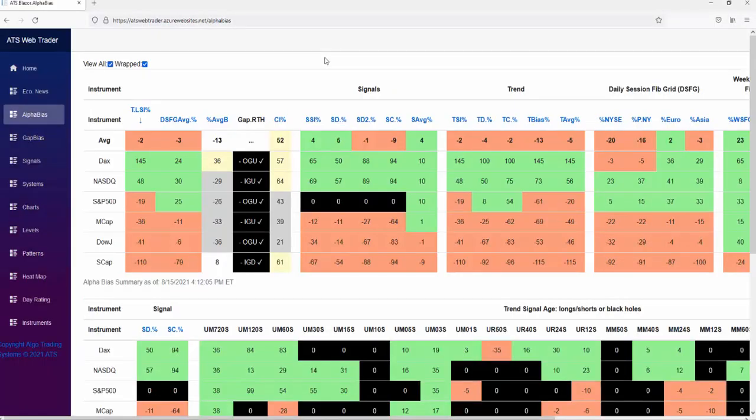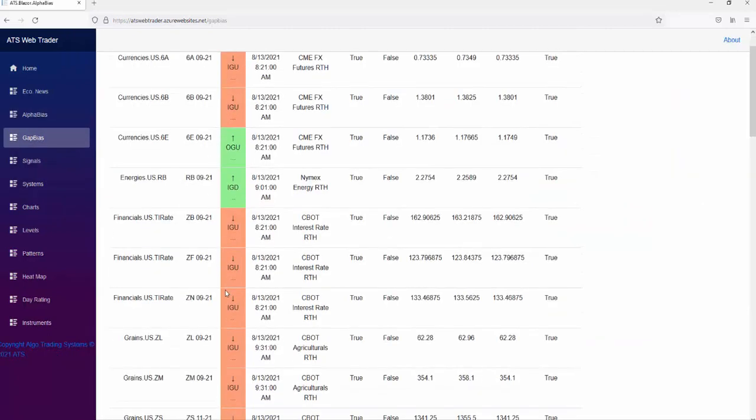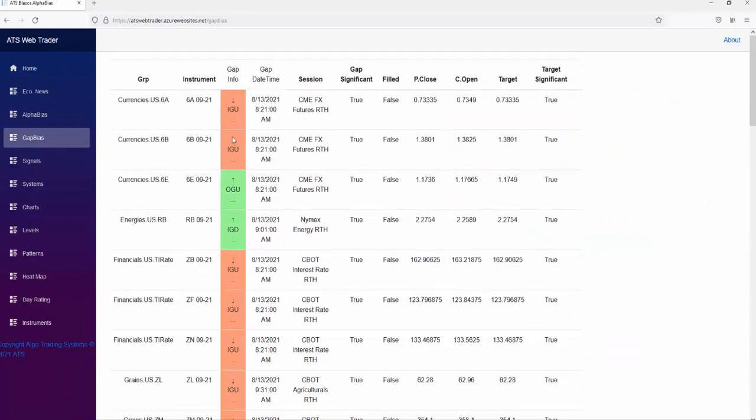All right, so here's our ATS web trader, and you can see we have a trend filter here. When this is all mixed like this, it's a mixed market. Maybe we're going to ignore or stay out of the market. If it's all green, we're good to take longs. If it's all red, good to take shorts. And then the gap bias here tells us, for all the different markets, if we have inside gaps or outside gaps, and depending on how the gap is up or down, what the bias is in terms of what direction we anticipate.